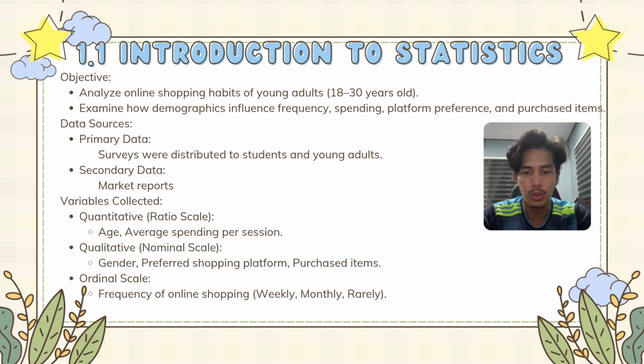Data source: we got two data source. There is primary data, survey distribute to student and young adult. Secondary data, market report. Variable collected: quantitative, ratio scale, age, average spending per session. Qualitative, nominal scale, gender, preferred shopping platform, purchase item, and ordinal scale, frequency of online shopping, weekly, monthly, and daily.